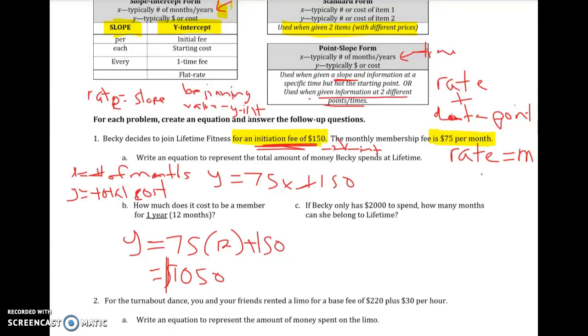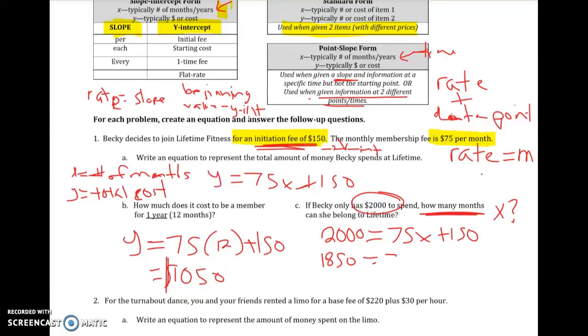for 12 months. All right, and part C says if Becky only had $2,000 to spend, how many months? So that means I'm trying to find out what X equals. So that means $2,000 represents the Y value, the total cost. So I go 2,000 equals 75x plus 150 using that equation. Subtract 150. So I get 1850 equals 75x. And then I'm going to divide 1850 divided by 75.